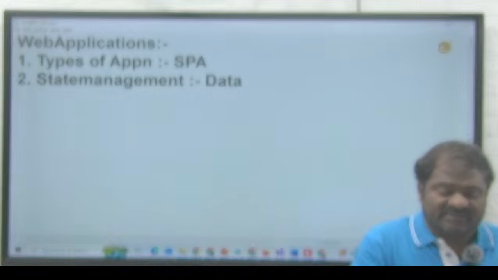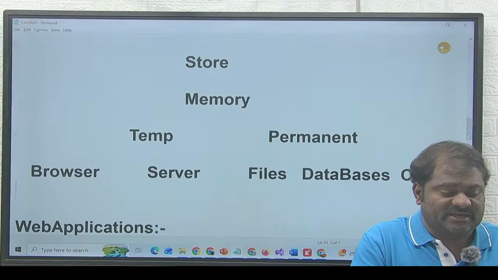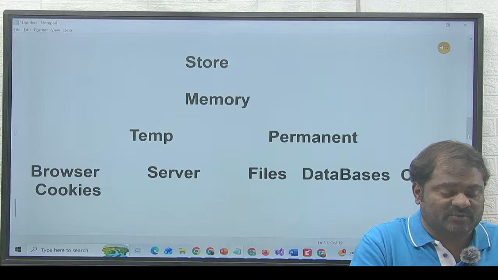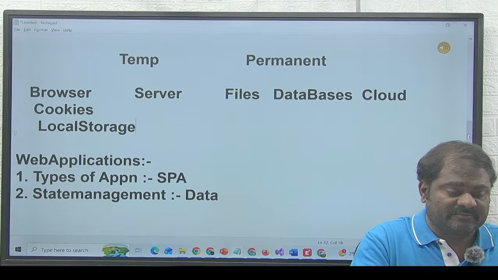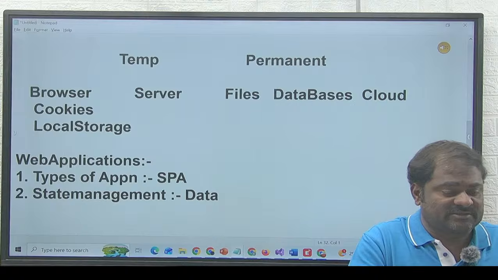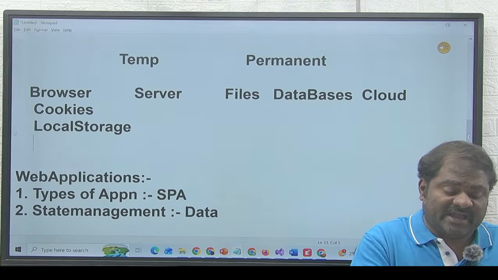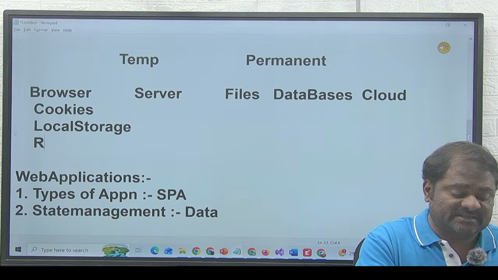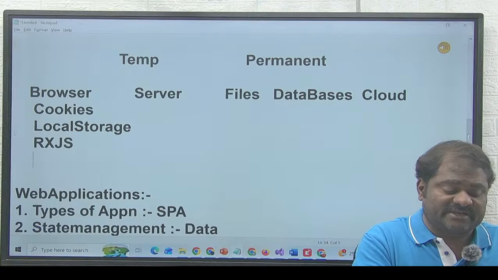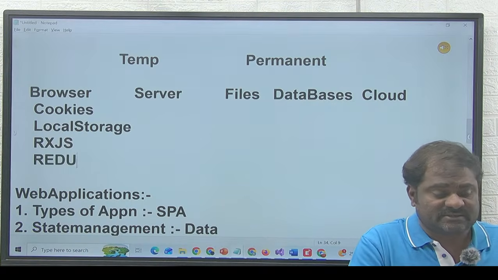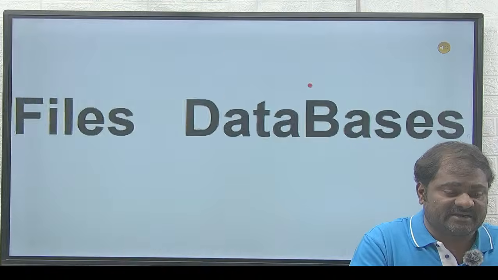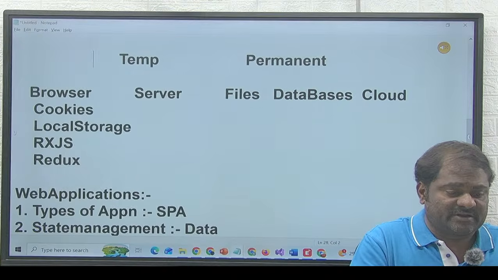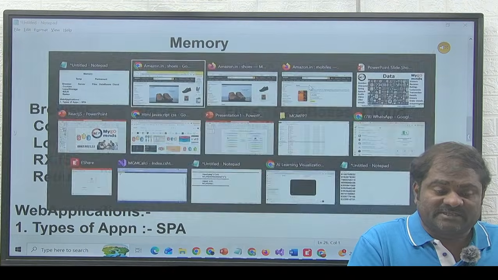So that's what I'm telling here. If you want to store the data temporarily within the browser, you have to use some concepts like cookies, or local storage. Is it clear? Cookies, local storage, or if you go to Angular, you have to use a concept like RxJS, or if you go to React.js, you have to use what? Redux. So these all are the state management techniques which are used to maintain the data in the browser. Did you understand? Now, that is the first question.